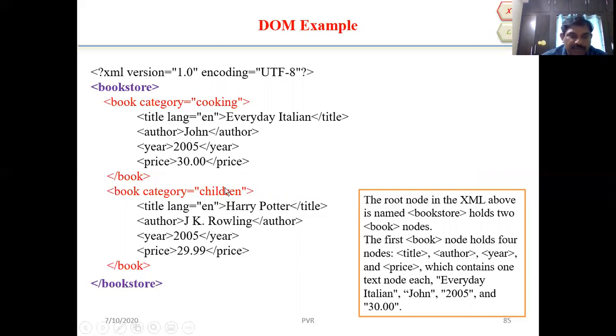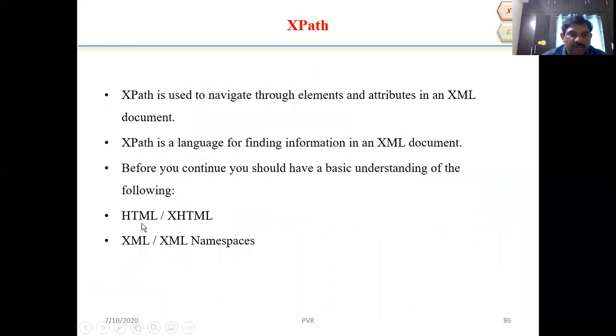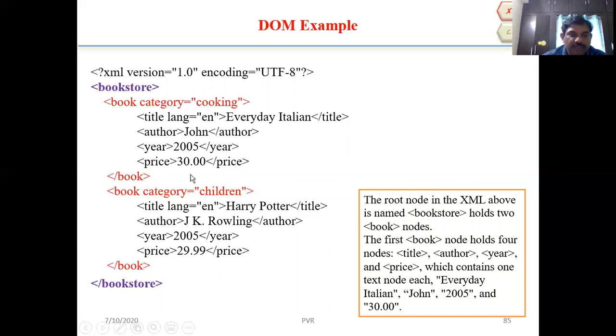Now I am coming to child 2. Book category equal to children. Title language equal to en, Harry Potter, slash title. And author is J.K. Rowling, slash author. And year is 2005 slash year. And price is 29.99 rupees slash price. And close the book. These two are the children, and close the bookstore. And when we run the program, we can get the output.